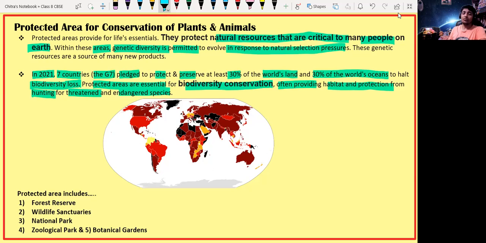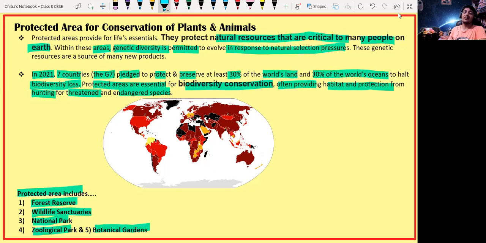So we have protected areas which include forest reserves, wildlife sanctuaries, national parks, zoological parks and botanical gardens.